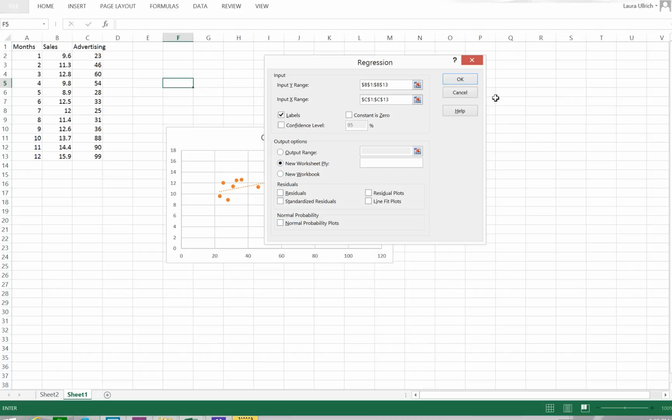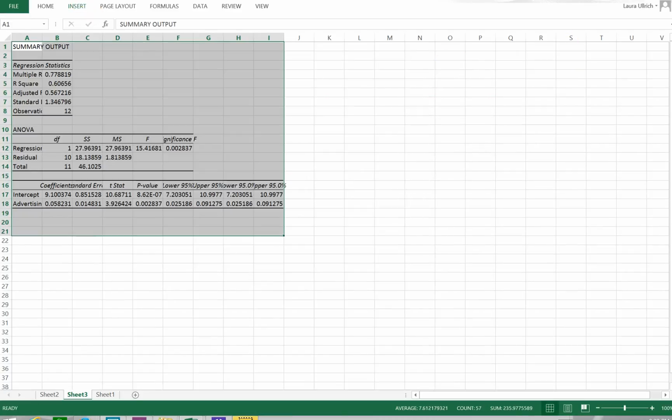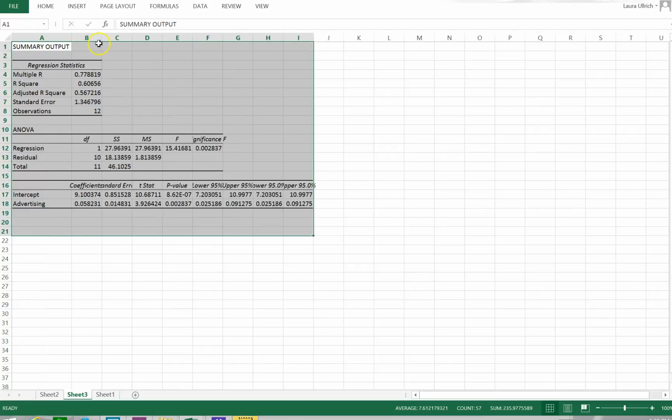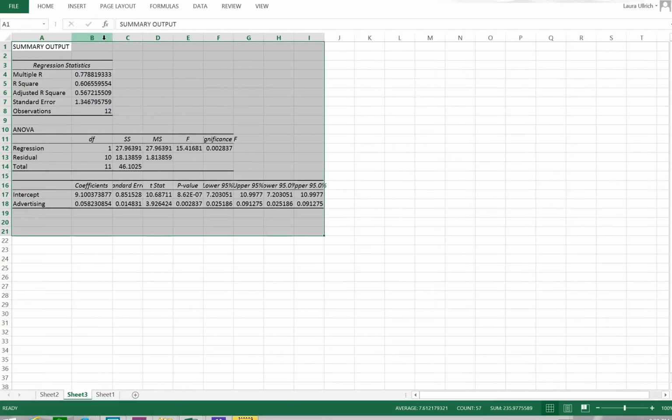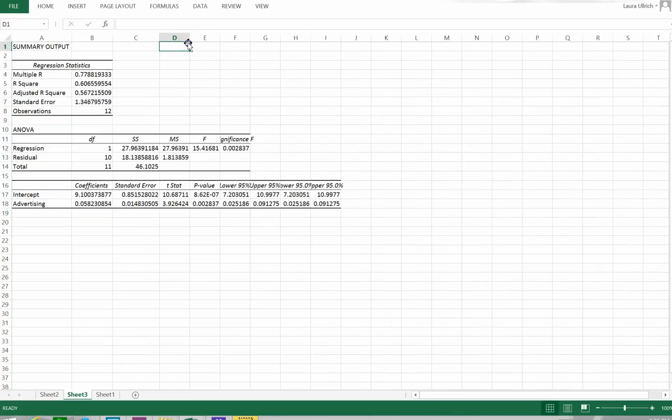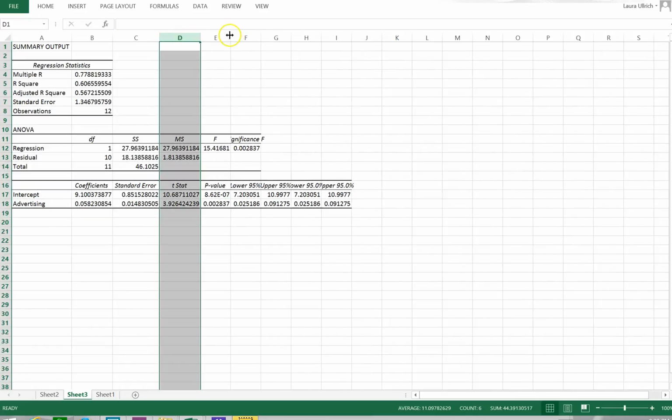Okay, I am then going to hit OK, and I'm going to get a new regression. Now these are the exact same results as we had before. I'm going to go over a few things with you, and then we're going to go through the hypothesis testing methods.